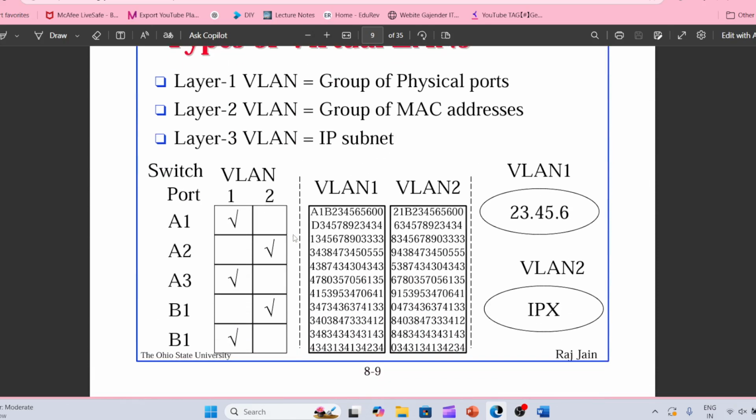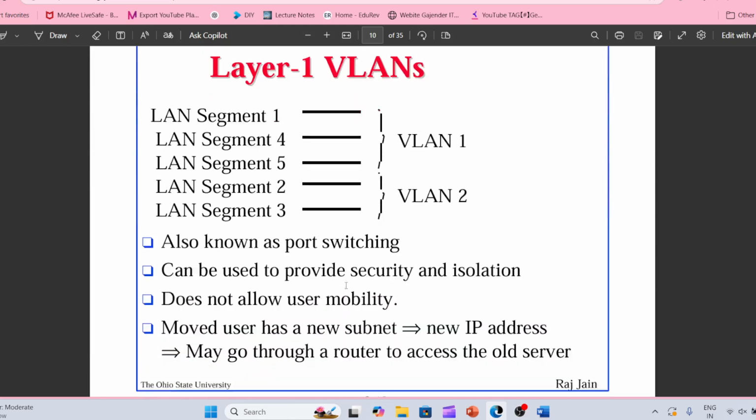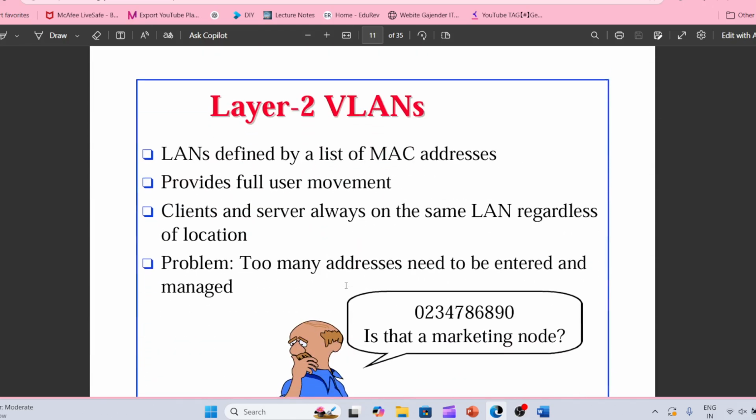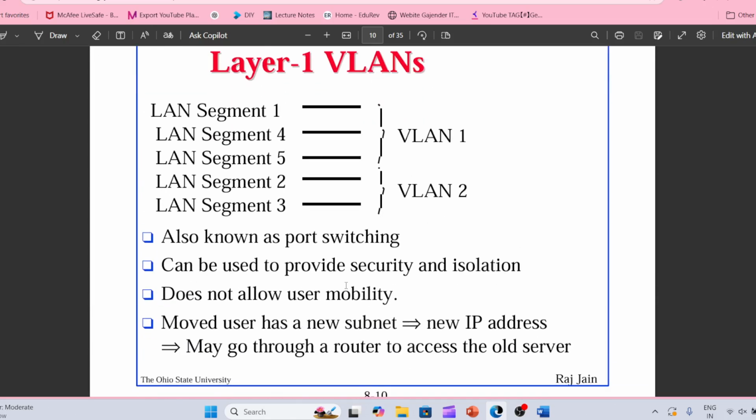So we have the LAN at layer 1, in which we have a group of physical ports. In layer 2 we have the MAC address, and in layer 3 we have the IP address. Layer 1 is also known as port switching. It can provide security through isolation, but there is no user mobility. The user cannot move from one place to another in this.